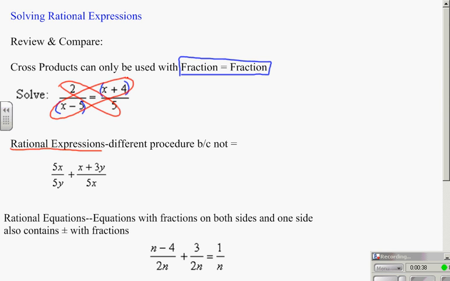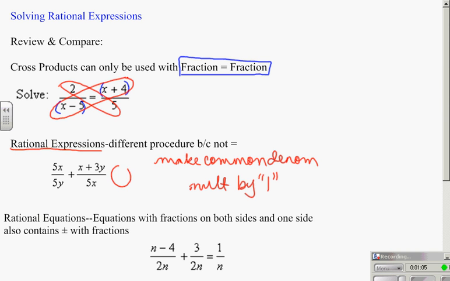Now, rational expressions is the unit that we just got done doing. And here, we needed to make that common denominator. And we did that by multiplying by 1. And remember that we built 1 in such a way that we weren't changing our problem. And because this is an expression, which means there's no equal sign, we have to be very careful that we don't change the value of our fractions.